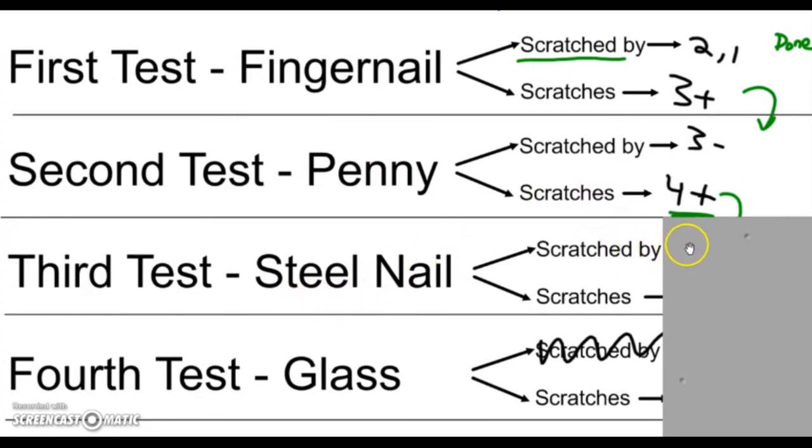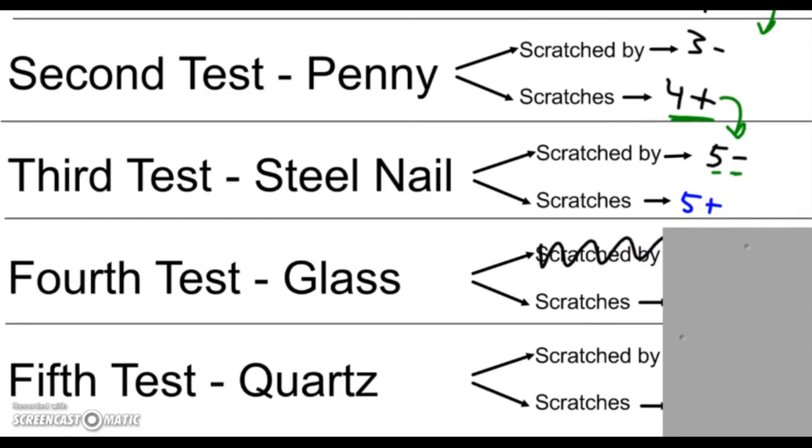The third test is a steel nail. If it can be scratched by a steel nail, that means it's a 5 or less. But if it scratches a steel nail, that might mean it's a 5 or more. Then take your little piece of glass. You don't want to scratch it with the glass, because you're going to start getting little glass splinters everywhere. But if it scratches the glass, it will be a 6 or more.